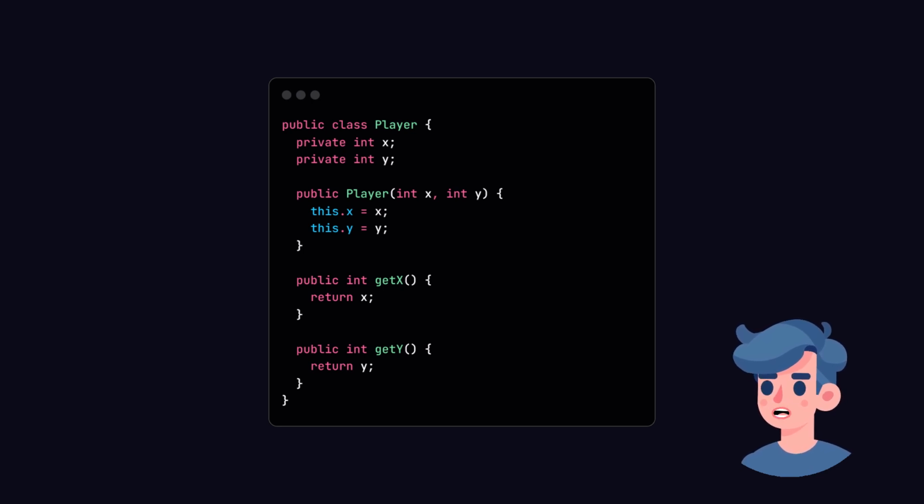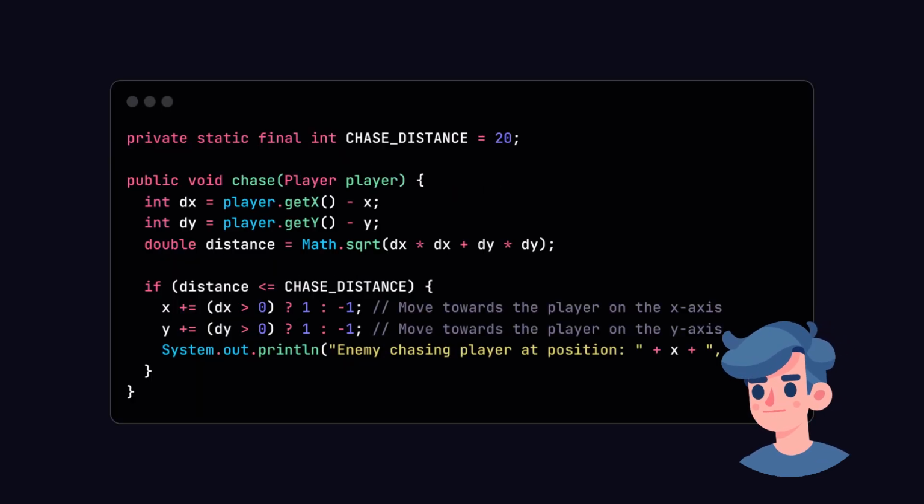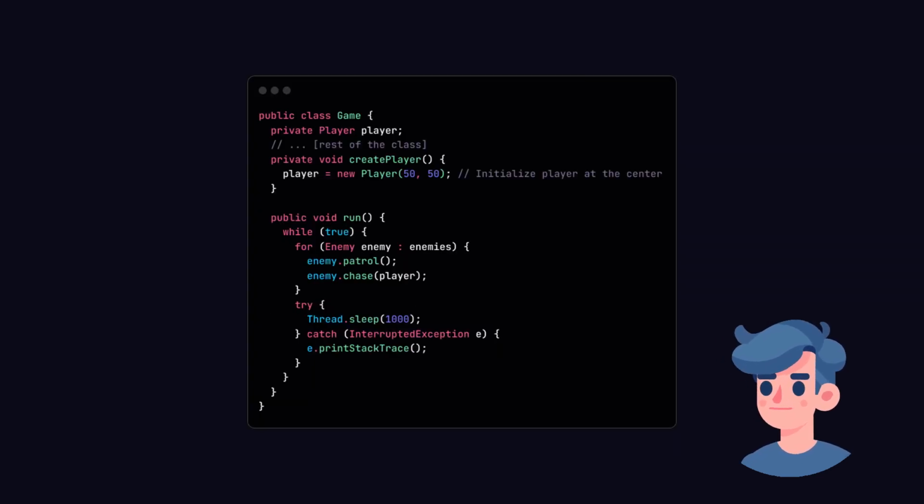Now, let's enhance our enemy AI to incorporate a chasing behavior. To do this, we'll need to detect the player. In this new Player class, we store the player's coordinates and provide methods to access them. Now let's modify the Enemy class to chase the player once the player is within a certain distance. Here, the chase method computes the distance between the enemy and the player. If the player is within the defined CHASE_DISTANCE, the enemy will move closer to the player.